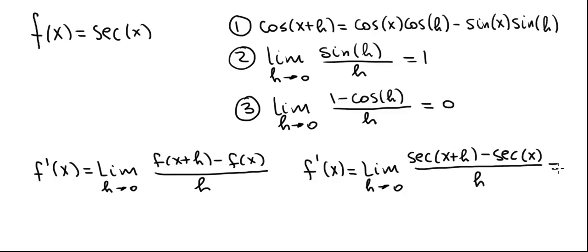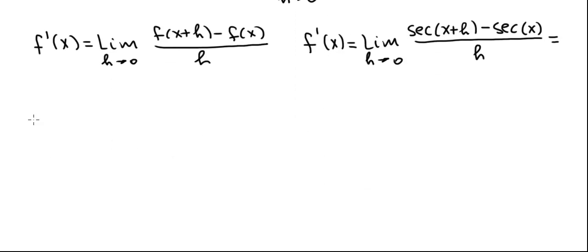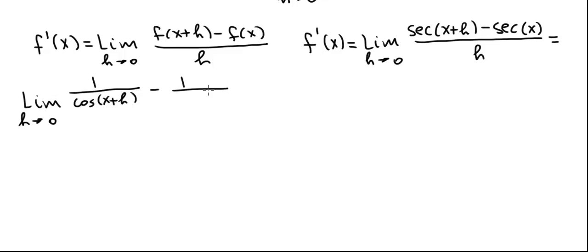Now if we plug in 0 for h, we get 0 over 0. So what we have to do next is to express secant as 1 over cosine. So this is now the limit as h approaches 0 of 1 divided by cosine of x plus h minus 1 divided by cosine of x, all divided by h.